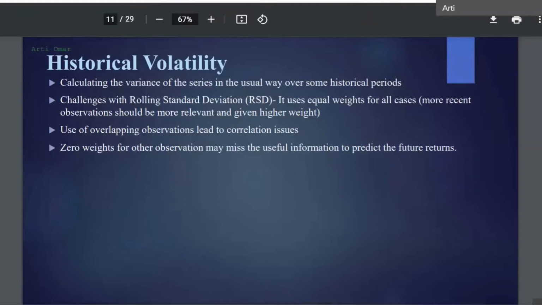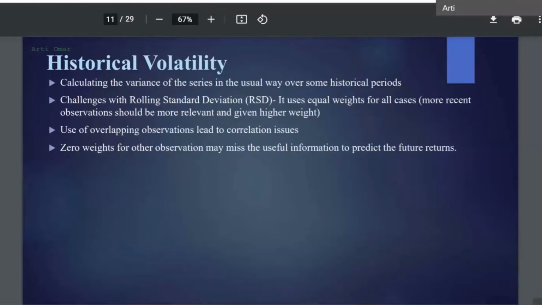So what happens when we have a historical volatility model, such as the rolling standard deviation? What is the challenge with the rolling standard deviation calculation? It depends on the historical data. It uses equal weights for all observations, whereas more recent observations should be given more weight and others less. So there would be a partiality in the data, and it might not capture the particular observation which is important for our prediction. There are flaws with these historical volatility tools. There is also the issue of overlapping observations, which leads to correlation issues. These are a few things which give more weightage to the ARCH and GARCH models. So shall we move forward to the next slide?